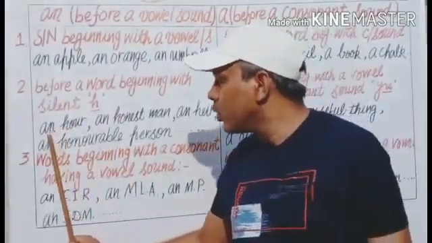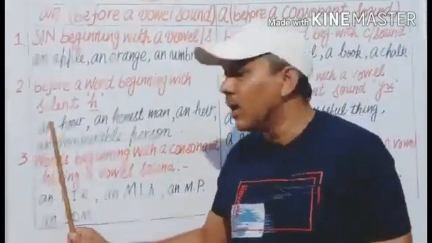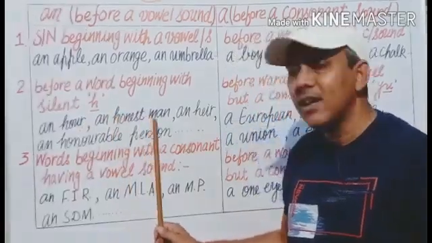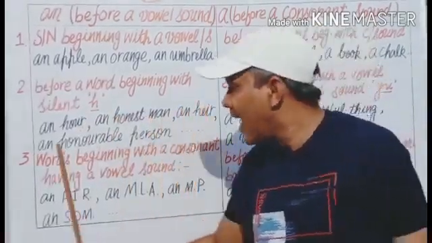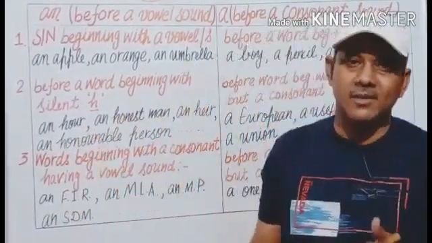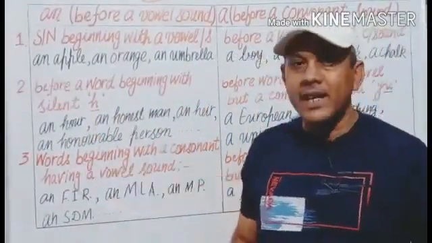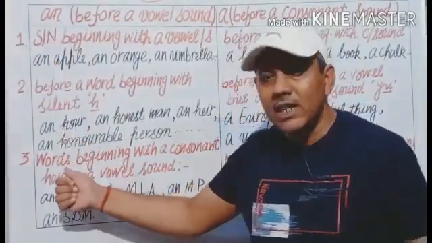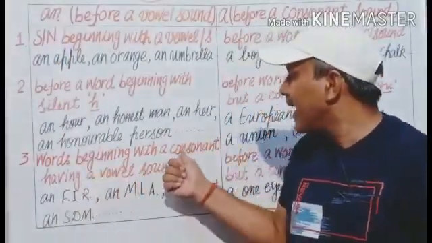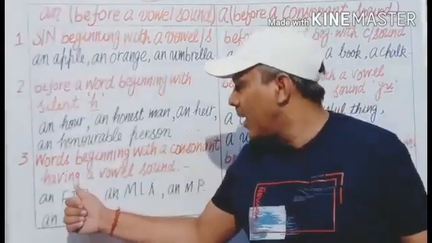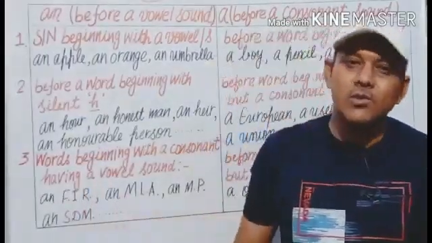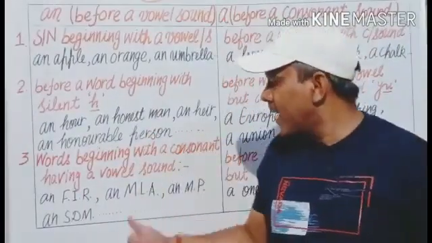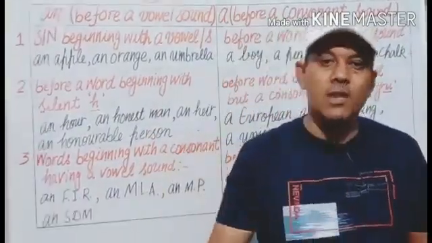That's why we use an before them. For example, an honest man, an heir, an honorable person. And the third example is, we use an before the words beginning with a consonant letter but having a vowel sound. Some words begin with a consonant but they produce a vowel sound.